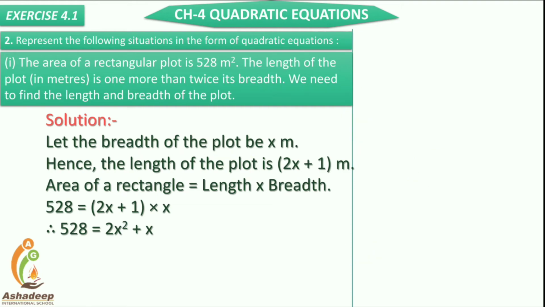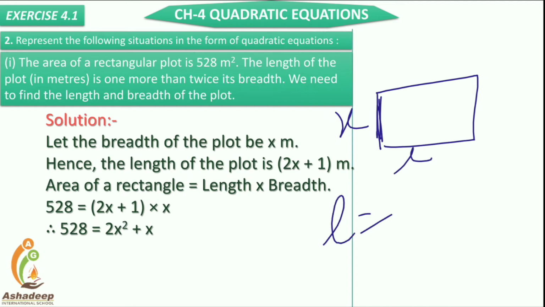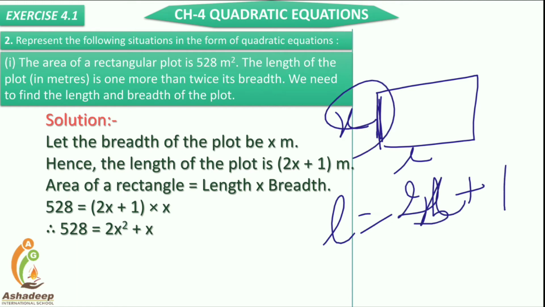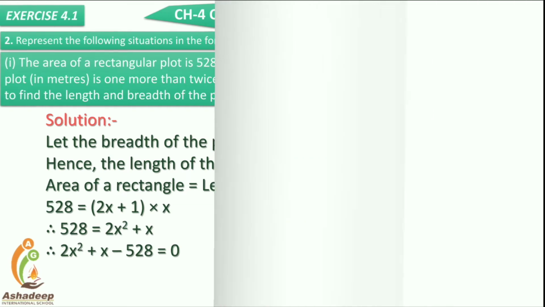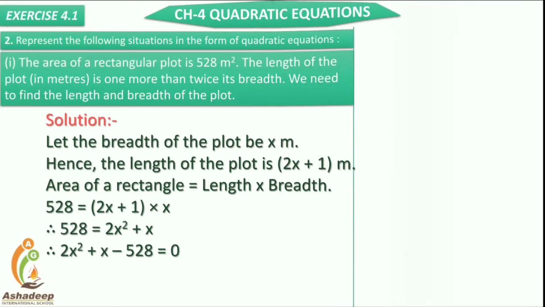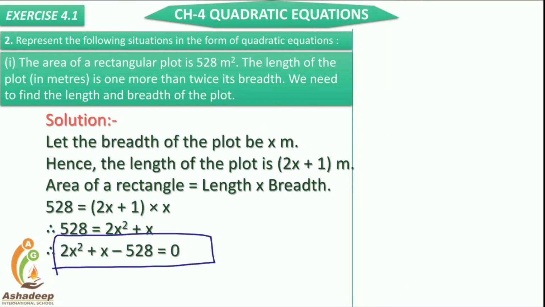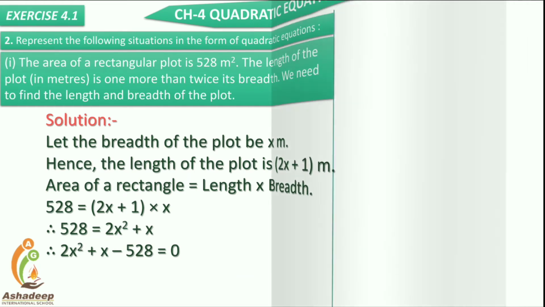Okay, so here the breadth is X, so this is going to be X, and this length, so length is going to be one more than twice the breadth. So in place of breadth we wrote x, so 2x plus 1. So this is 2x square plus x minus 528 is equal to 0. Hence this is our quadratic equation. This is our quadratic equation. If you wanted to solve this, you can solve it too, but that will come later with different methods, then we will see.